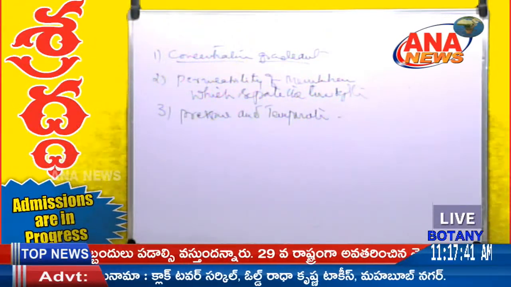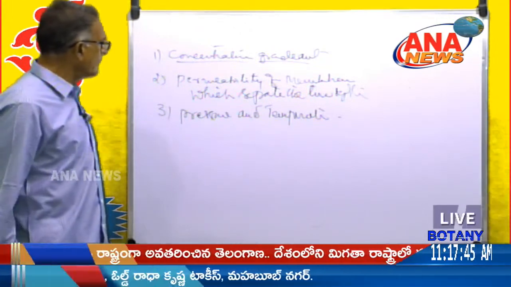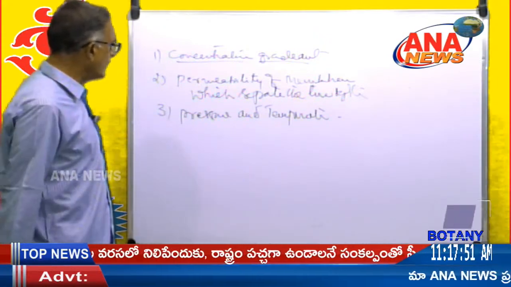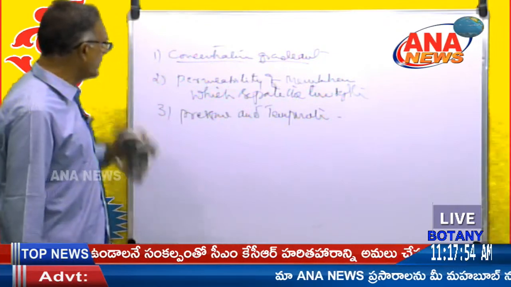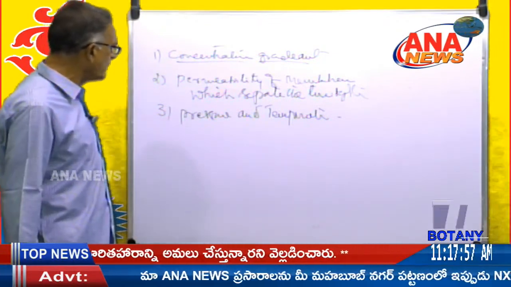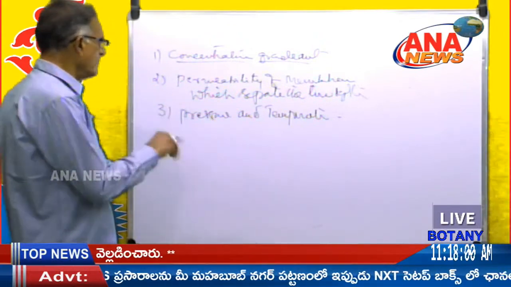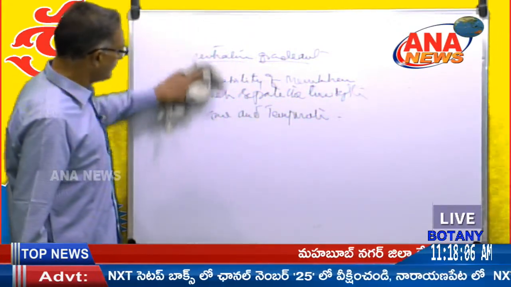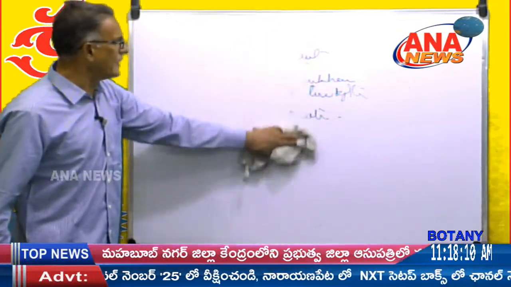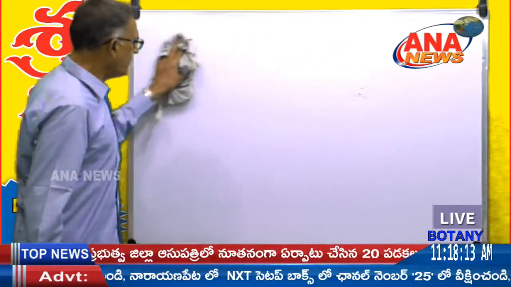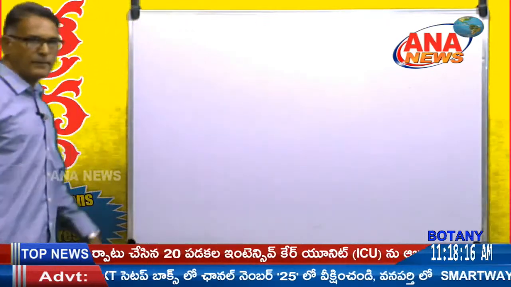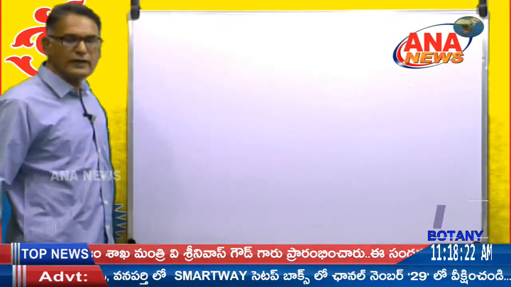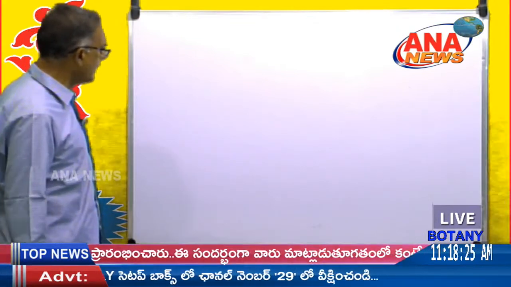So what is diffusion? For shorter distances, substances are moved by diffusion. Diffusion is necessary for the movement of gases and water from intercellular spaces to the atmosphere. There is no involvement of any metabolic energy, hence it is a passive movement. Diffusion is affected by three aspects: the concentration gradient, permeability of the membrane, and pressure and temperature. The concentration gradient is essential for the movement of any substance by diffusion.